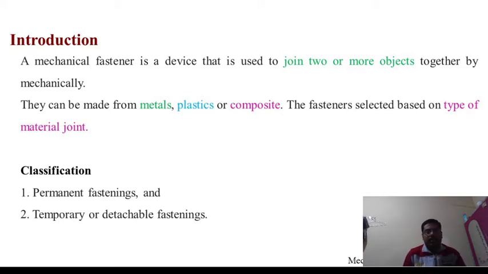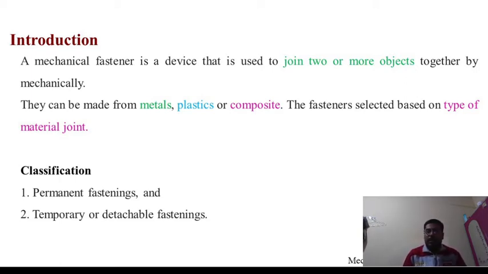What materials can they be made from? They can be made from metals, plastics or composites. The fastener is selected based on the type of material, the material of the joints and the material conditions. We choose or select the material, then we start the joining. Next, what are the classifications of fasteners?